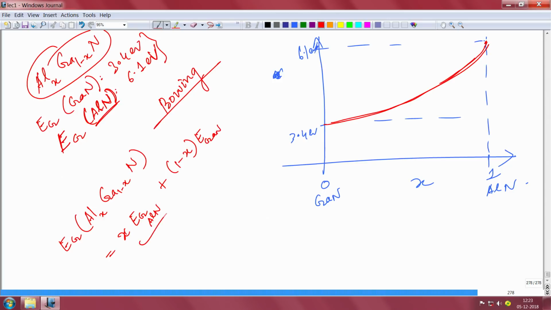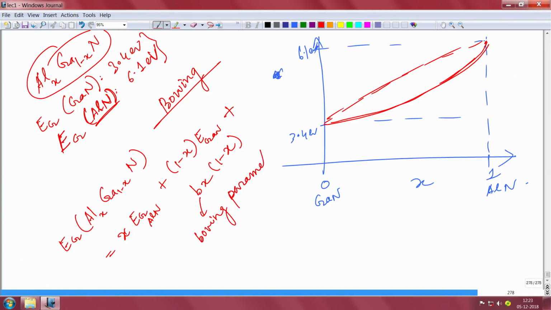Now, if this is the equation, then you will get a straight line. There is a bowing parameter here. So essentially you have to add some bowing parameter b times x into 1 minus x, and that gives a non-linearity. This b is called the bowing parameter, and this b is experimentally determined, you cannot do otherwise.